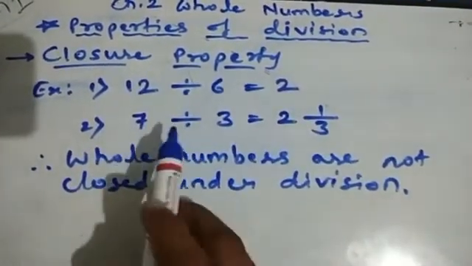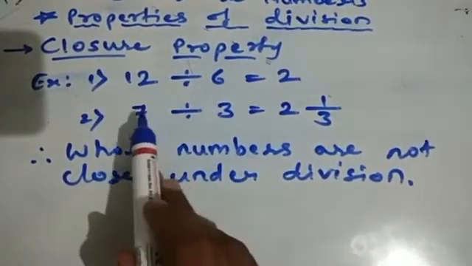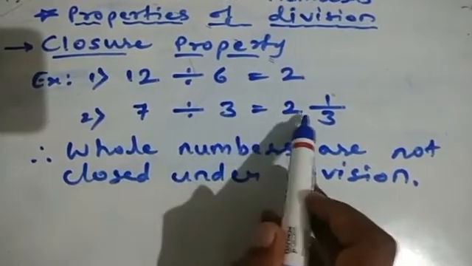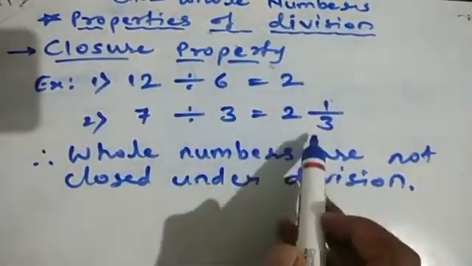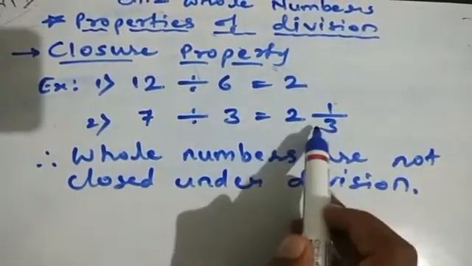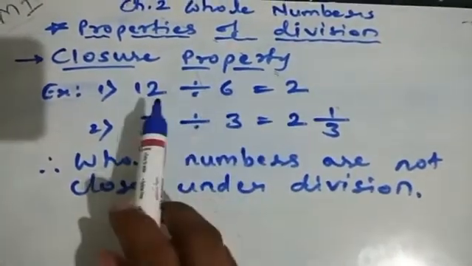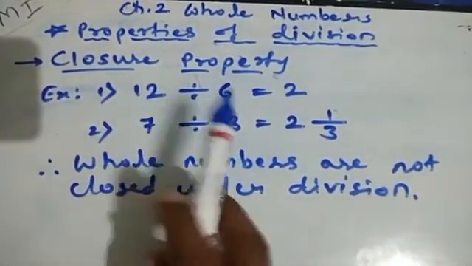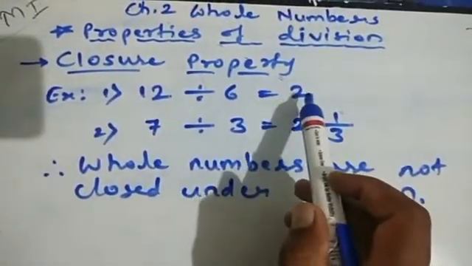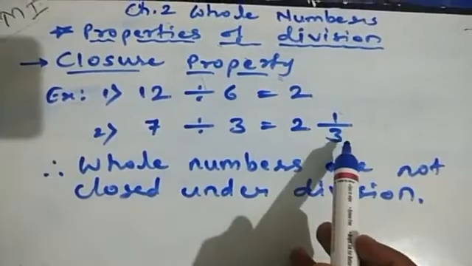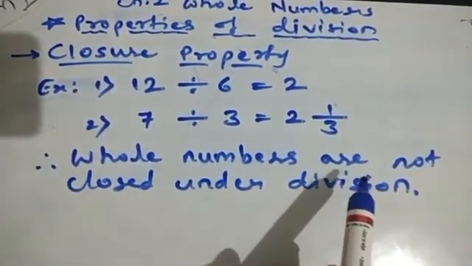But in the second example, 7 is a whole number, divided by 3, which is a whole number. But when we divide 7 by 3, what will be the answer? 2 and 1 upon 3. Correct? 2 and 1 upon 3, which is not a whole number. It means that when we divide one number by another number, the quotient will not always be a whole number. In some cases it will be a whole number, in some cases it will not. And that is why whole numbers are not closed under division.